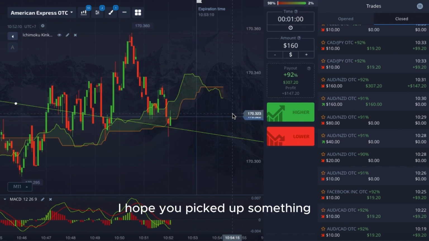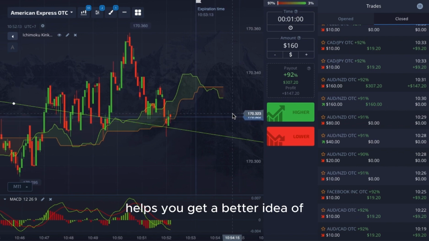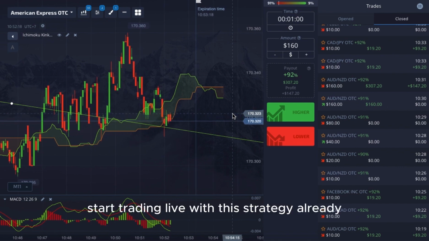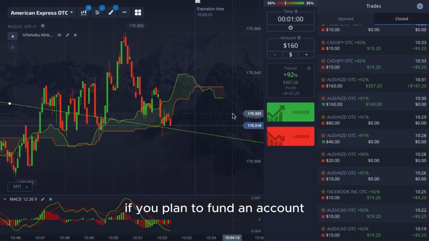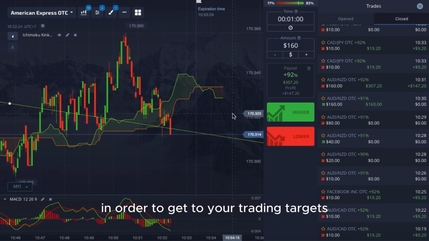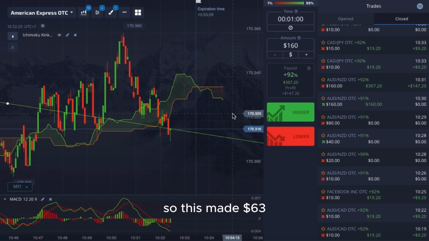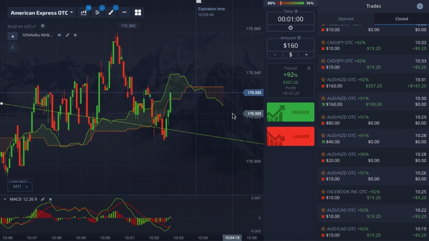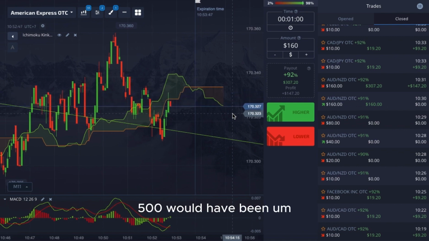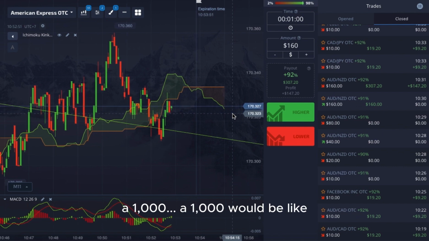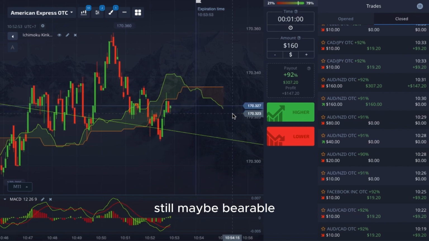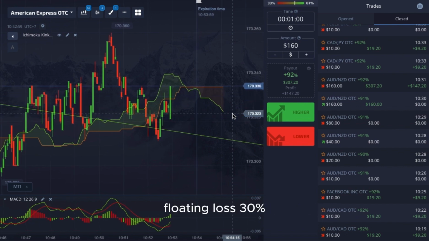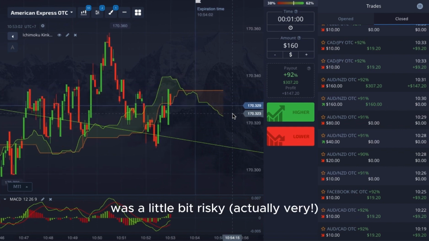I hope you picked up something, and I hope this helps you get a better idea of what kind of trade sizes to do if you haven't started trading live with this strategy already, or let's say if you plan to fund an account, how much to fund it with in order to get to your trading targets. So this made $63 with 30 minutes of work. For this one, 500 would have been, not even 500 is a bit risky. 1,000 would be like still maybe bearable. So you could at one point of time be like floating loss 30%, so 1,000. But if you have 500, well, it's a little bit risky.